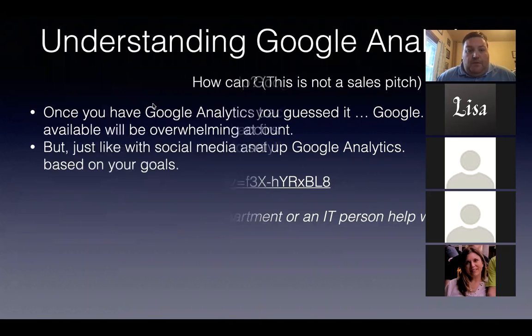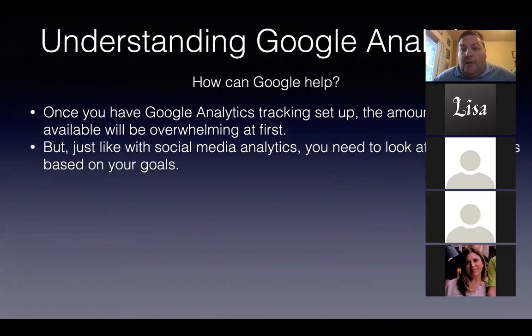All right. So how can Google help? Well, once you have the Google Analytics tracking set up on your website, the amount of data available is going to be overwhelming at first. It's astounding how much data is available to you. But just like with social media, like I talked about two weeks ago, you need to look at the key areas based on what you're trying to accomplish with your website. And that will really simplify it in a lot of ways for you to understand what's going on with your website.